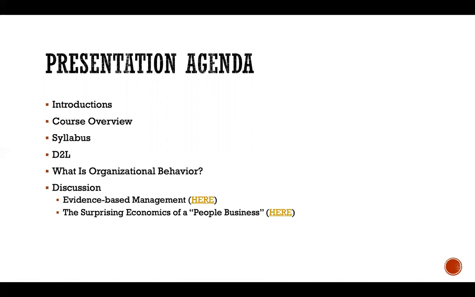And then, you see I've got some supplemental assigned readings here, evidence-based management. If you click on that link, again, if you're in presentation mode in PowerPoint, you can get that link to be active. It will take you to Westchester's library, where you can find a full text copy of evidence-based management. The same thing for the second one there, the surprising economics of a people business. Again, click on those links. It'll take you right to Westchester's library. You will then have to enter your credentials, and you can then get full access to those videos. Because of copyright reasons, I can't just post them on D2L.